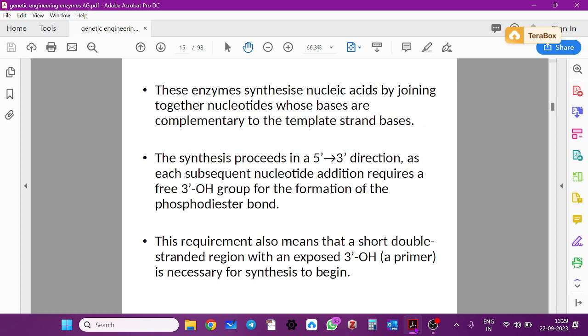The base is attached to the sugar, and this is attached to phosphate, three phosphate molecules. One more phosphate comes over here. Like this, you have another three phosphates, triphosphates. If we go for the sugar part.